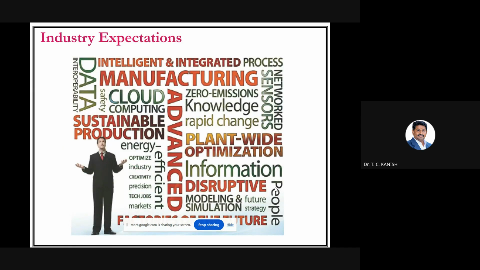So up till now we discussed industry 3.0. Industry 1.0 we discussed, industry 2.0 we have discussed, and now industry 3.0, then we are moving to industry 4.0. When you are moving to industry 4.0, the industry expectation keeps increasing. You can see that the picture is showing a lot of requirements: intelligent and integrated process, manufacturing, cloud computing, and advanced simulation. We are talking about big data, sustainability, and sensor-based networks, a lot of things.